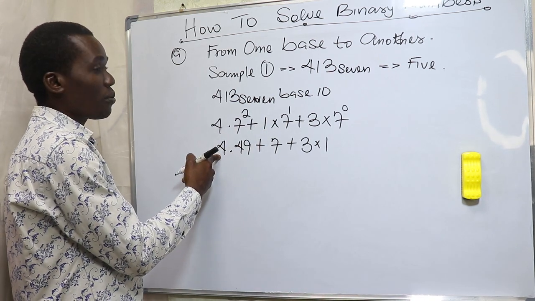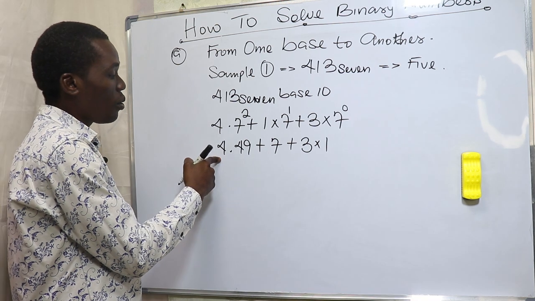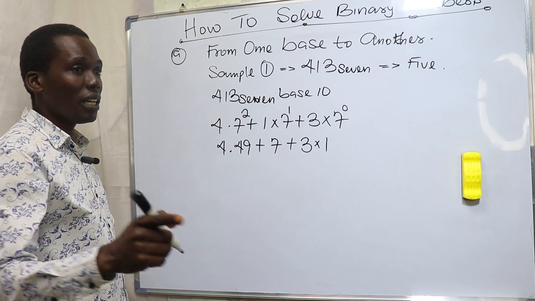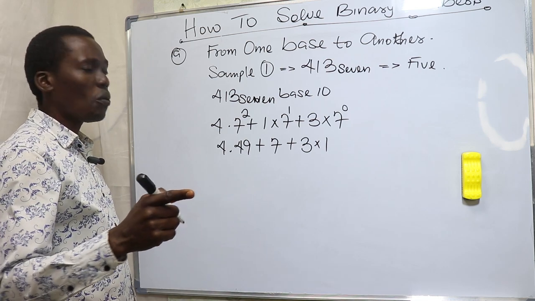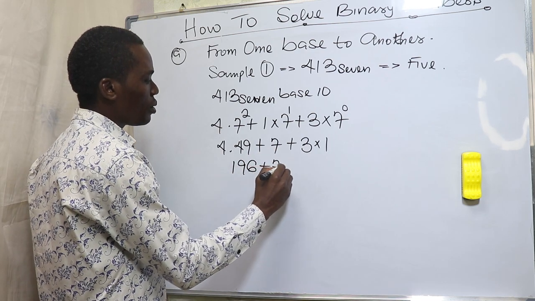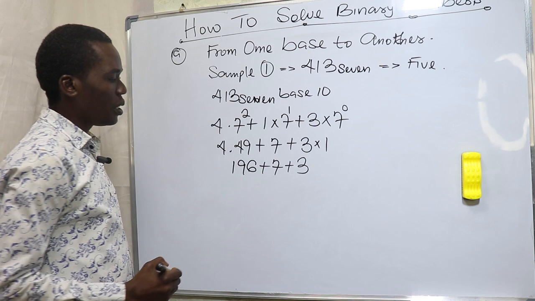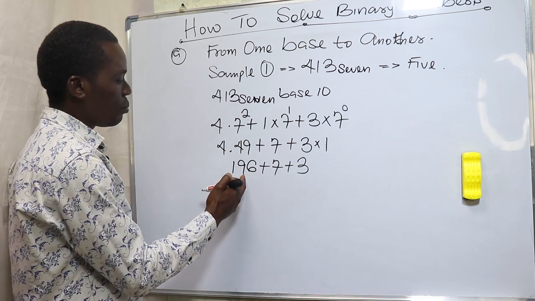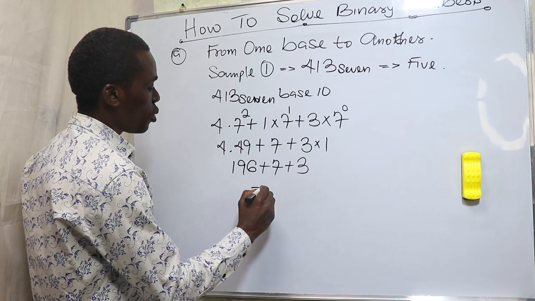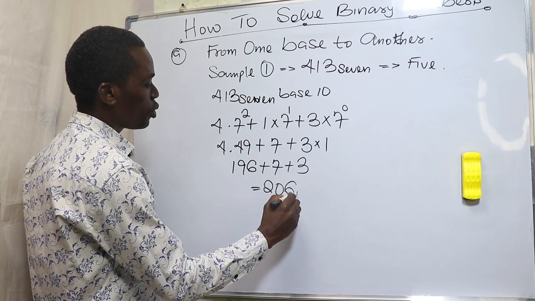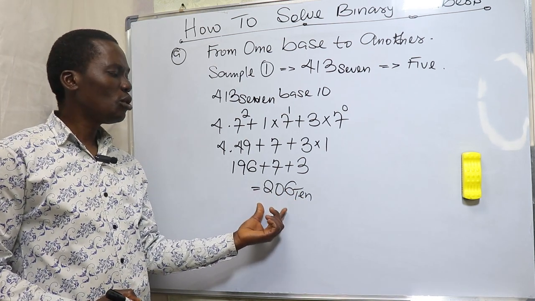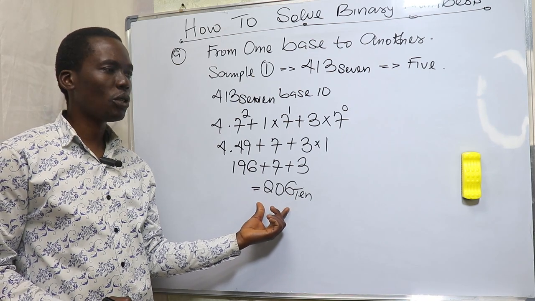So 49 times 4 will give us 196. 196 plus 7, plus 3. So 7 plus 3 will give us 10. 196 plus 10 will give us 206. So this 206 is in base 10. This is the method we call the power expansion method.